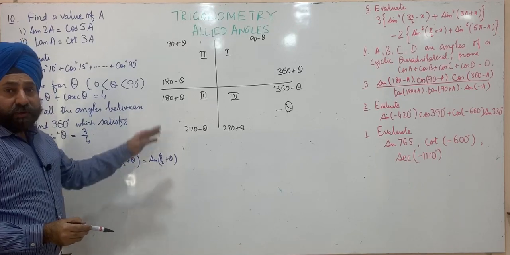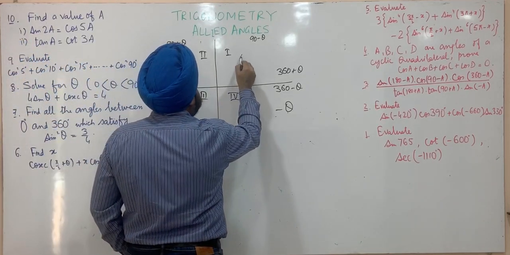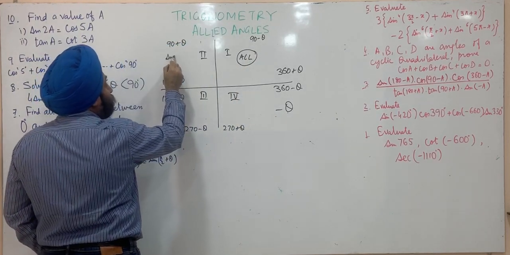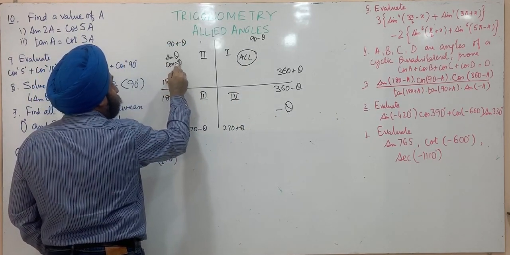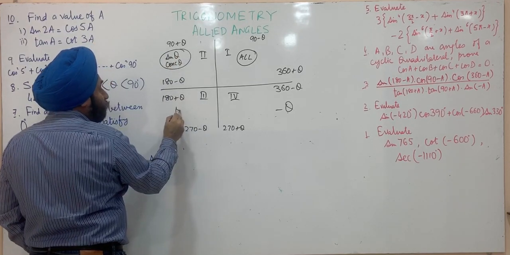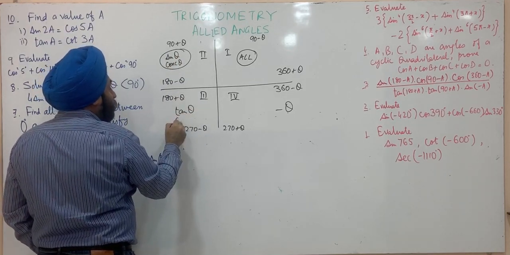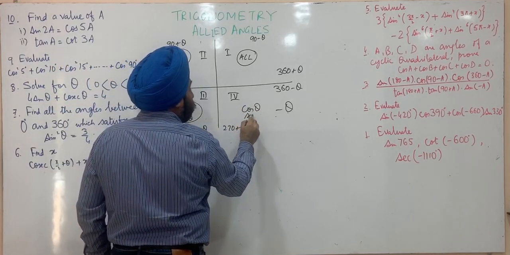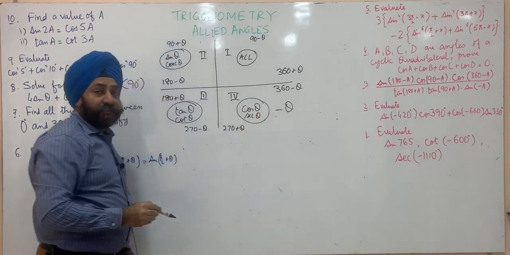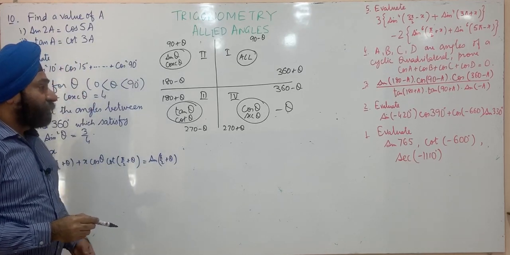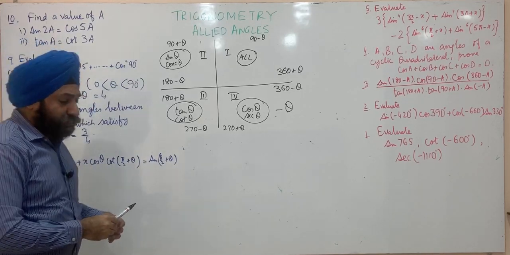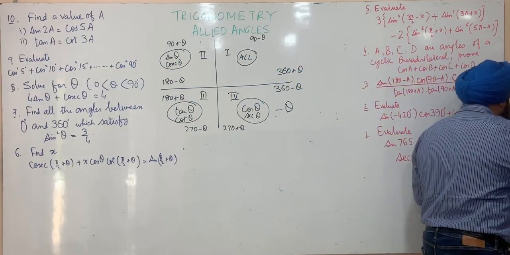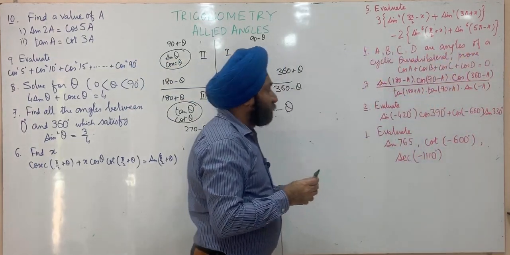We know all the trigonometric ratios are positive in the first quadrant. Let us rewrite. In the second one, it's sine theta and cosecant theta which are positive. For third, it's tan and cot theta, cos theta and secant theta in fourth. These are positive trigonometric ratios. So, there are two rules to write trigonometric ratios of allied angles.